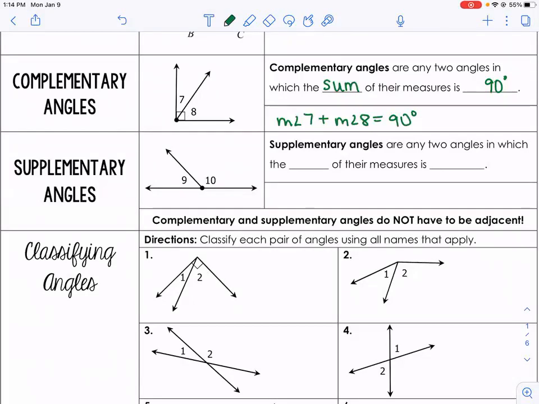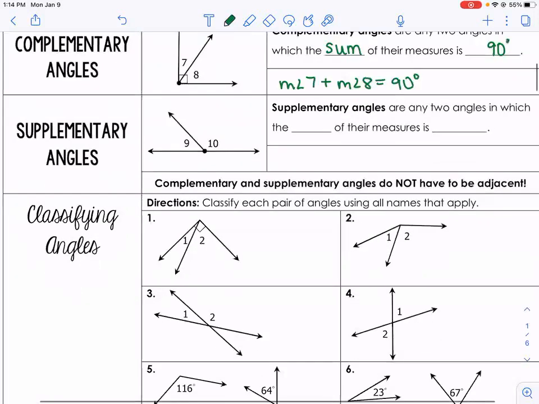Oh, in this picture, angles 7 and 8 are adjacent. Now, does the definition of complementary say anything about adjacent? No. Sometimes our complementary angles will be adjacent. Sometimes they will not be adjacent. As long as their sum is 90, that's what we care about. Okay.